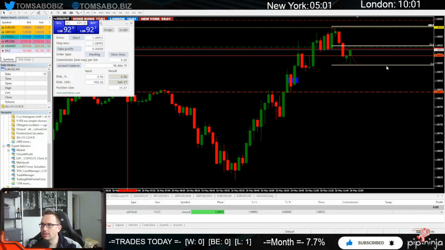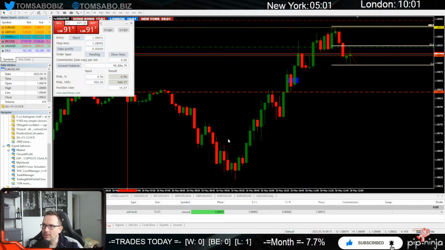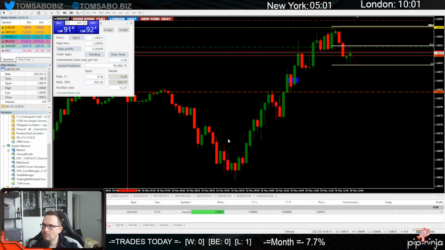I'm gonna take a sell here if it pops into that optimal trade entry. So that's how easy it should have been. But they didn't.